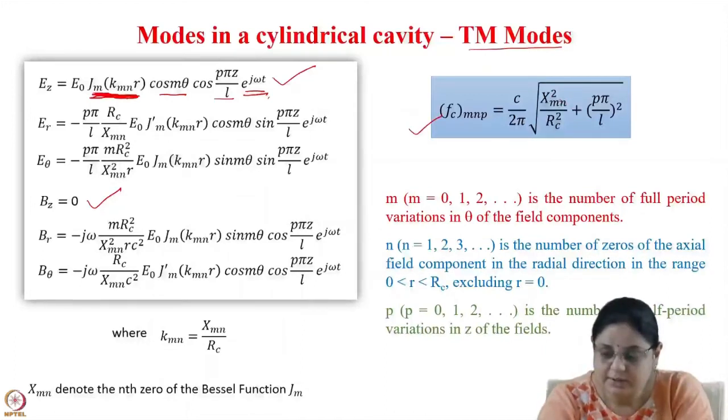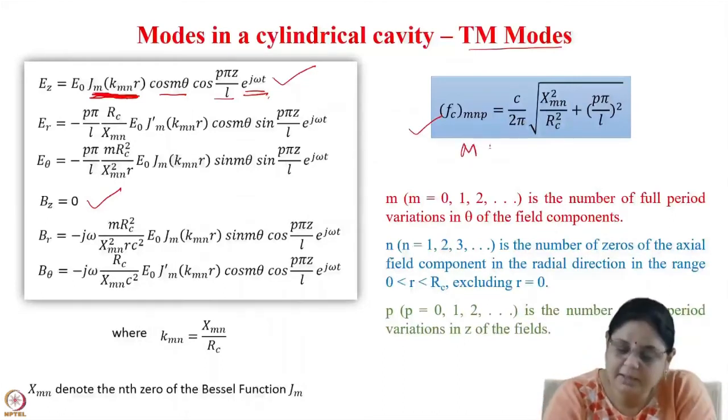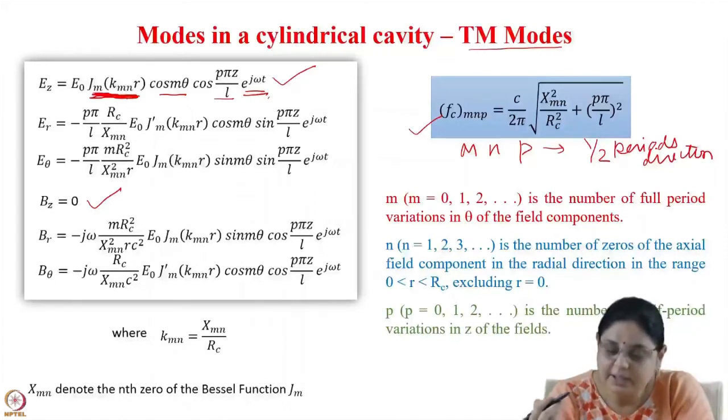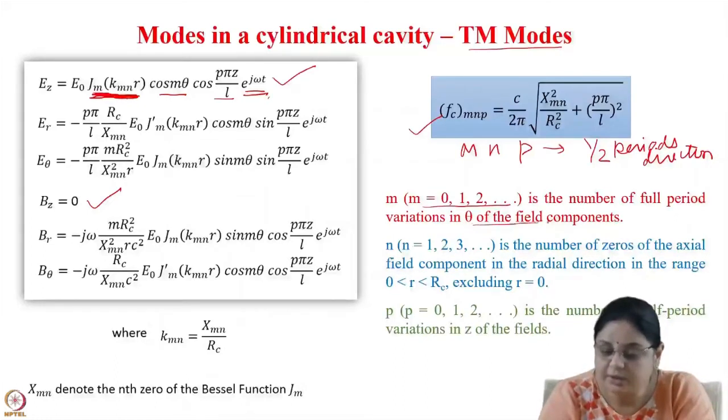As we discussed in the last lecture, xmn is the nth zero of the Bessel function Jm. Now here m, n and p: in the rectangular coordinates, they simply denoted the number of half period variations in that direction. However, in the cylindrical coordinates, the definition is slightly different. Here, m, which can take values 0, 1, 2, and so on, is the number of full period variations in theta of the field components.